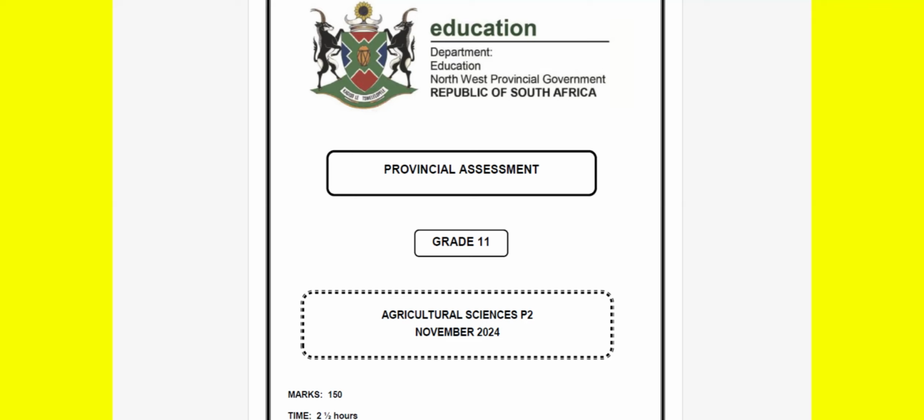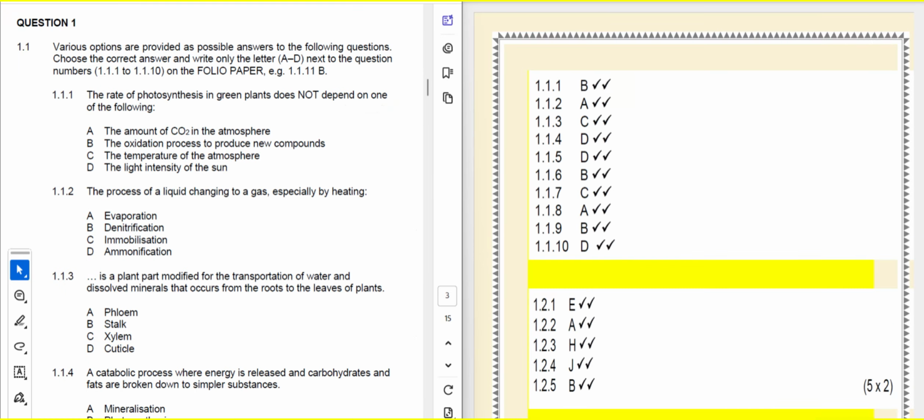Let's dive in together. 1.1. Various options are provided as possible answers to the following questions. Choose the correct answer A to D next to the question number 1.1.1 to 1.1.10 in the answer book.